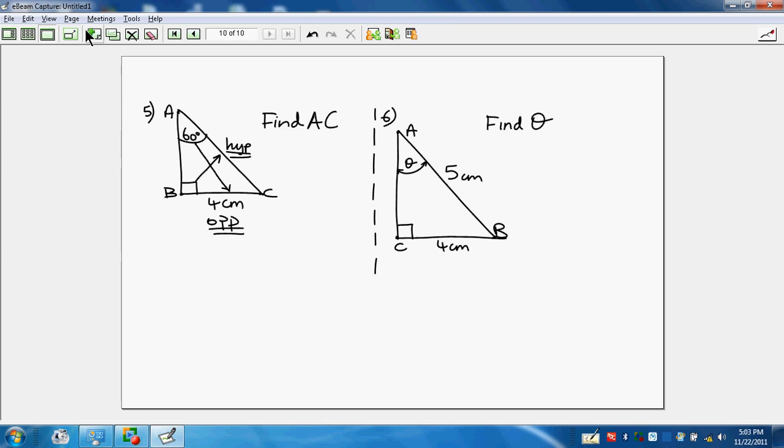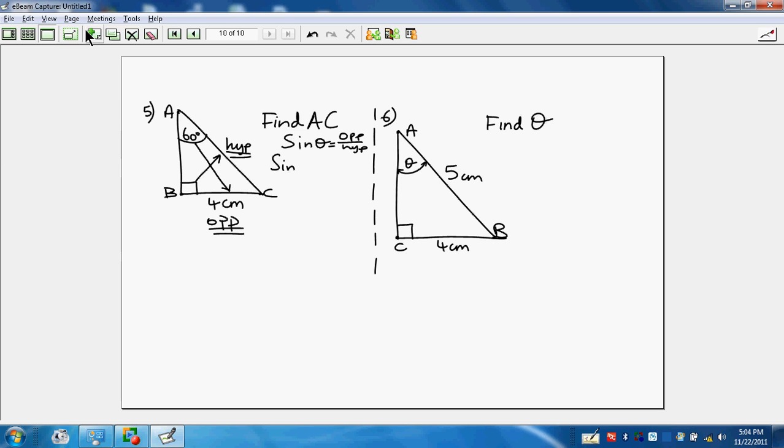So we ask ourselves, what connects what we have to what we want to find? The only ratio that connects what we have, which is opposite, to what we want to find, which is hypotenuse, is sine. Sine is the only ratio that does that. So we again will be using the fact that sine theta is opposite over hypotenuse. What we have is opposite, and what we want to find is hypotenuse. So that's why we will be using sine, because it's the only ratio that connects those two.